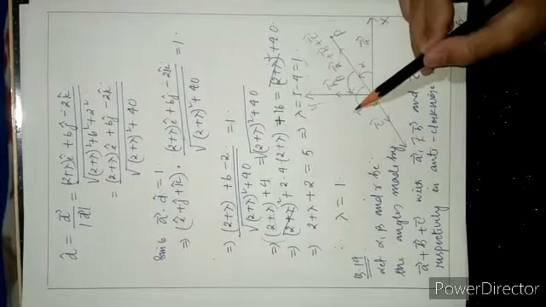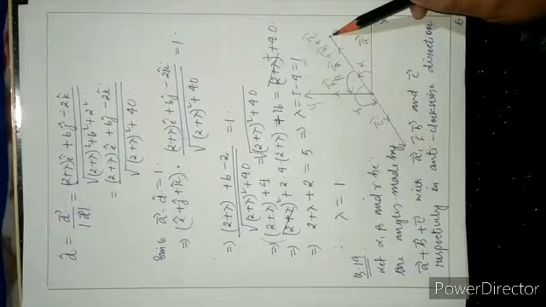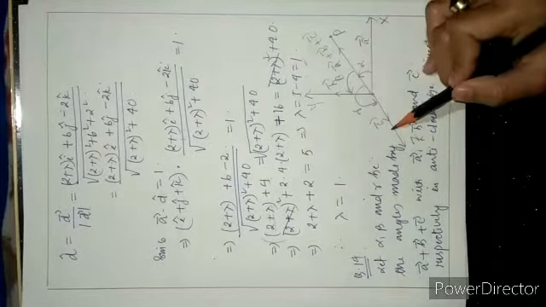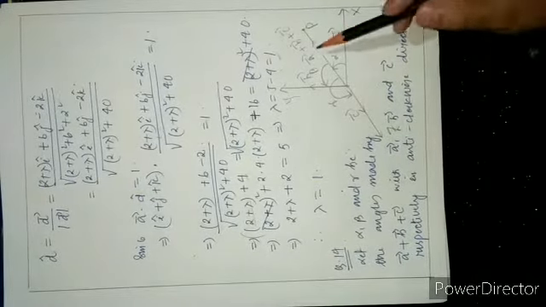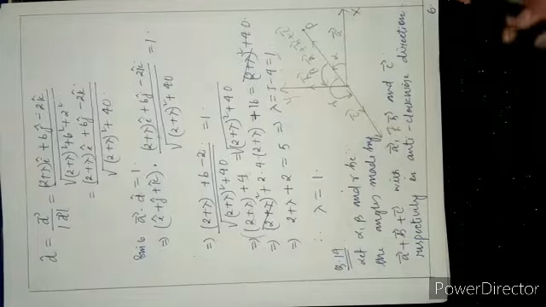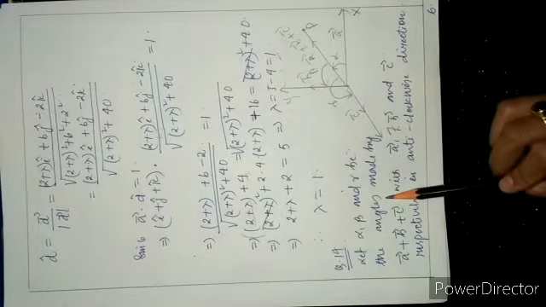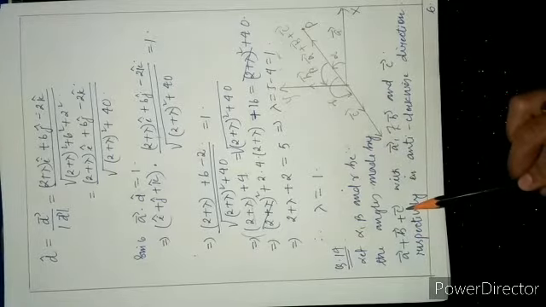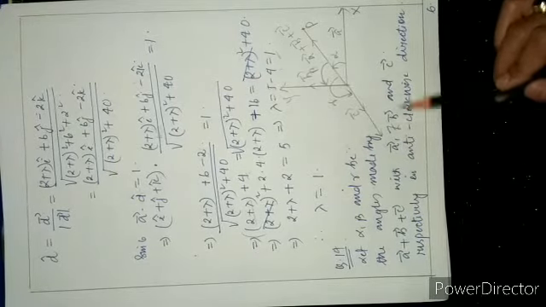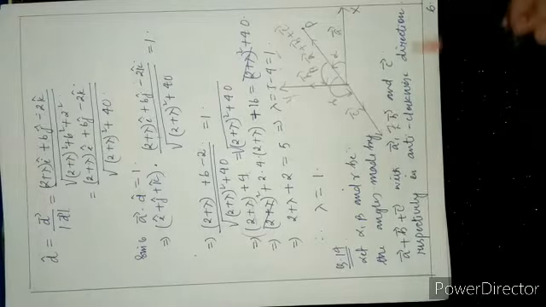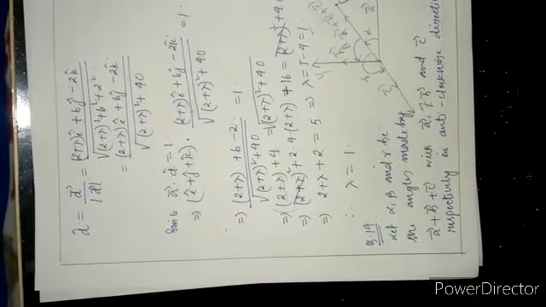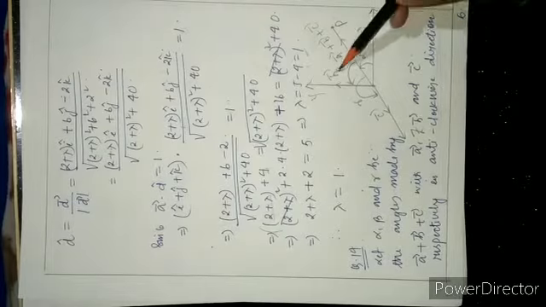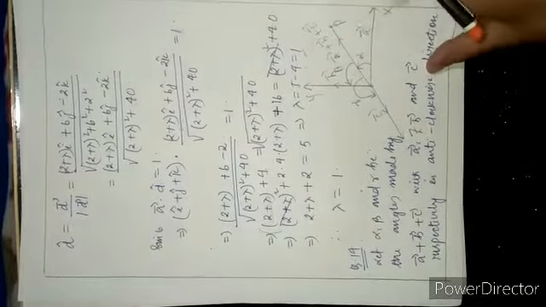Let alpha, beta, gamma be the angles made by this OP vector with the x-axis, y-axis and z-axis in anti-clockwise direction. Let alpha, beta, gamma be the angles made by A vector plus B vector plus C vector with A vector, B vector and C vector respectively. Then we have to prove that alpha, beta, gamma are equal, and we solve it now.